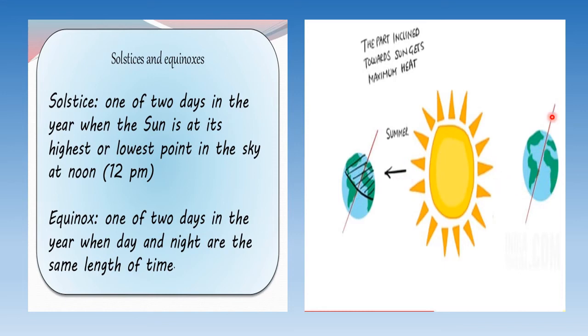So this part which is away from the sun will not get it. Now this part is receiving direct sunlight, so this will have summer season. So the part which is inclined towards the sun will get the maximum heat. It is as simple as to understand: any part of the earth which is receiving direct sunlight will have summer season. Which is not getting direct sunlight, that hemisphere will get winter season.